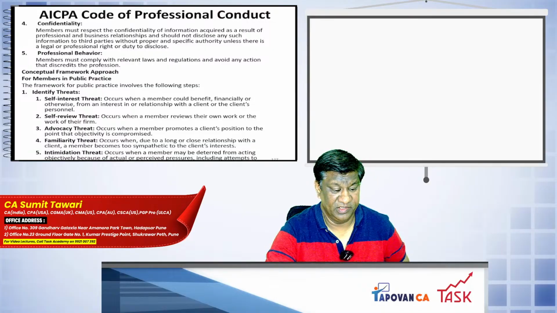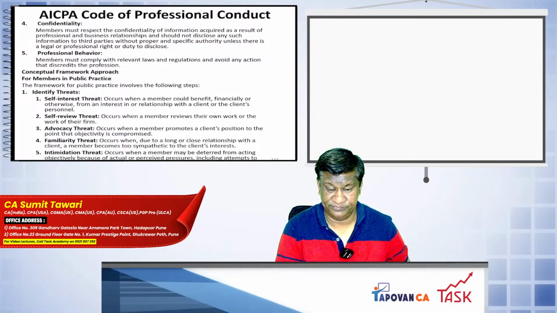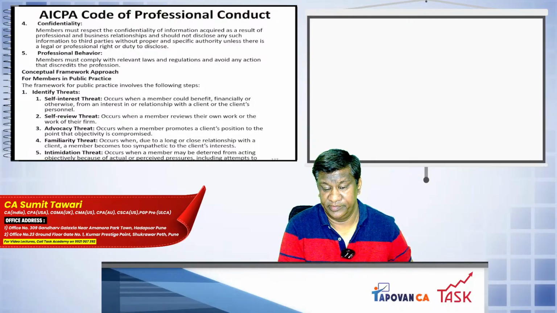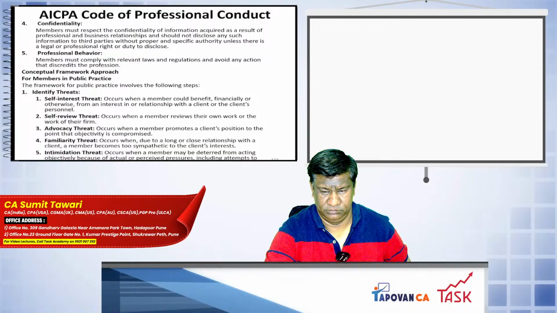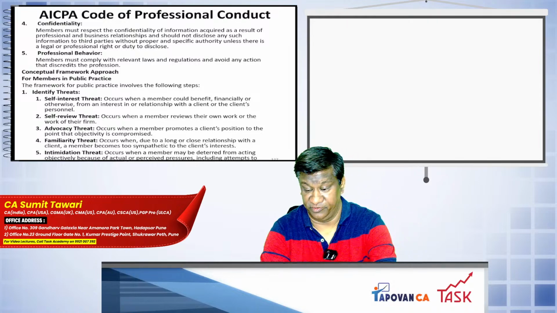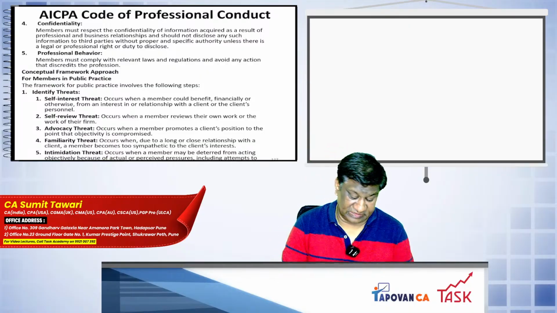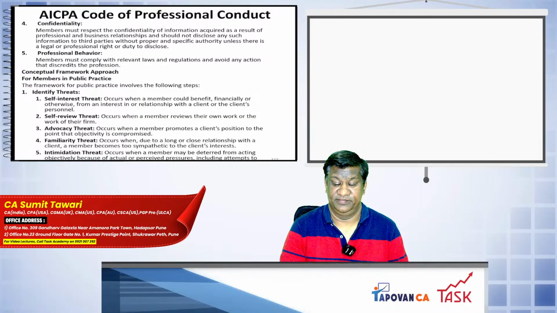We already discussed it. Simple example. Objectivity means you should be in a position to give an unbiased opinion. Okay, so that is basically objectivity. When objectivity gets compromised, for example if you are insisting someone to buy the shares of your client, objectivity gets compromised.